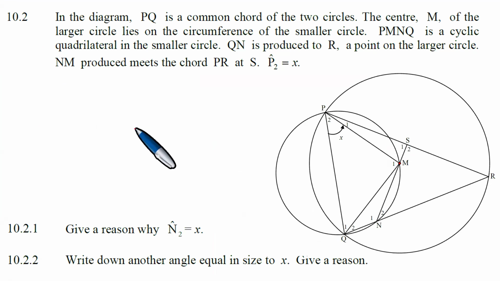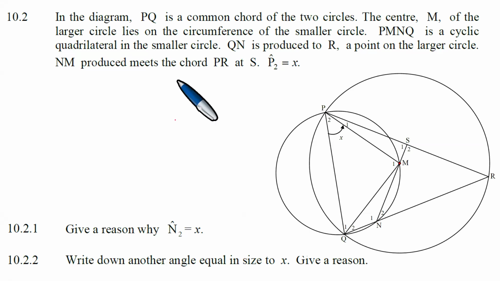We begin by recapping some of the fundamental aspects of Euclidean geometry, what we term circle geometry. In the diagram, PQ is a common chord of the two circles. I need your attention. What does it mean to say it is a common chord? PQ is a chord of each of the two circles. The center M of the larger circle lies on the circumference of the smaller circle, as shown in the diagram.